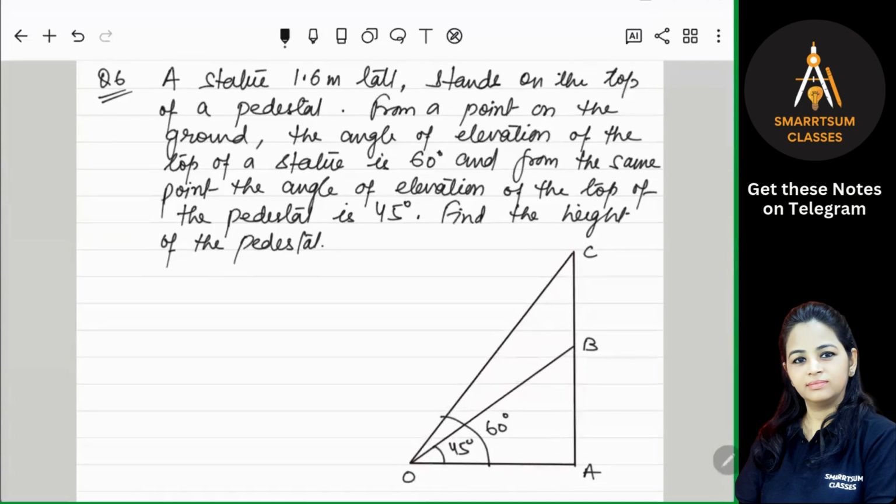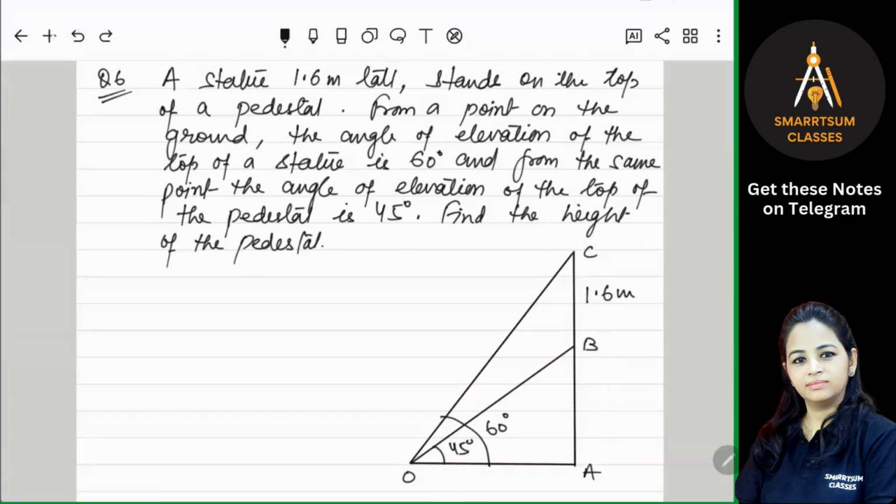Look at the question. Question number 6. A statue 1.6 meter tall stands on the top of a pedestal, right? So suppose statue is BC, right? BC is the length of the statue, and it is given here, the length of the statue is 1.6 meters. So BC is 1.6 meters. And it stands on the top of a pedestal. So we can say that AB here is the pedestal.